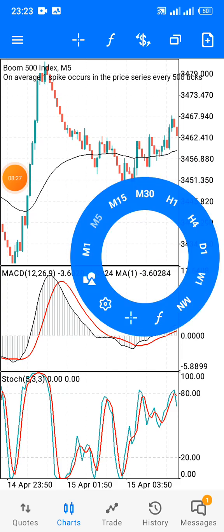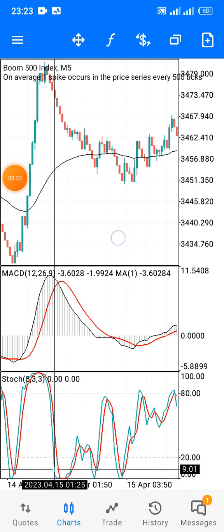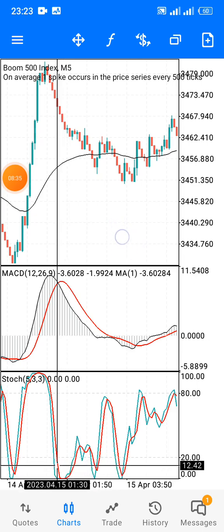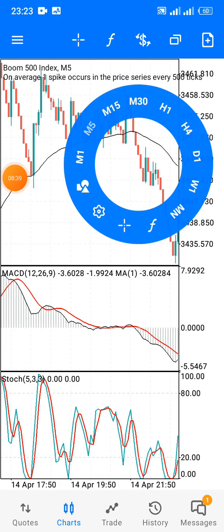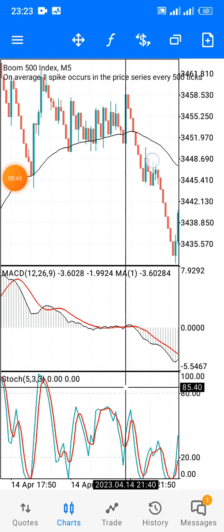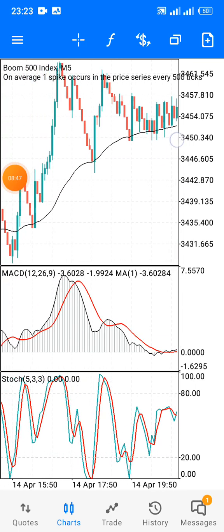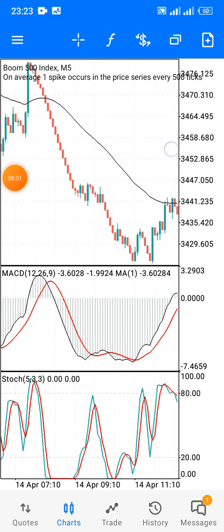But for the boom and crash, make sure that when the stochastic reaches the level 20, especially the level 20 going down, you exit that trade immediately. If you are buying, make sure that if it reaches the level 80 and above, you exit, because it will be closer to spiking, or the chances of spiking will be much higher, right?